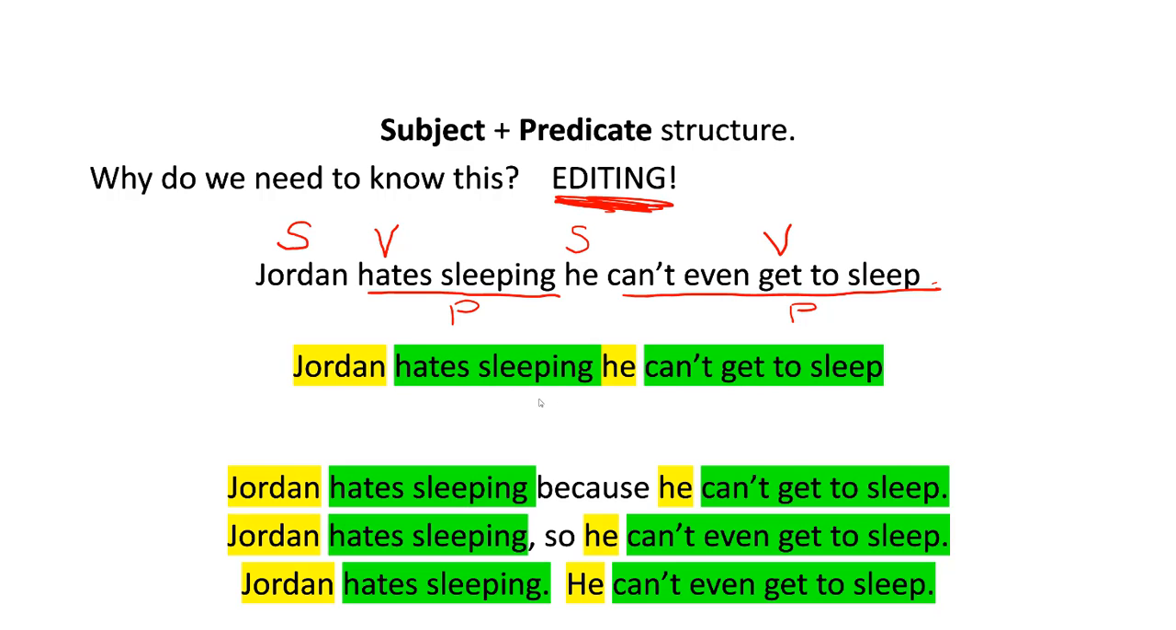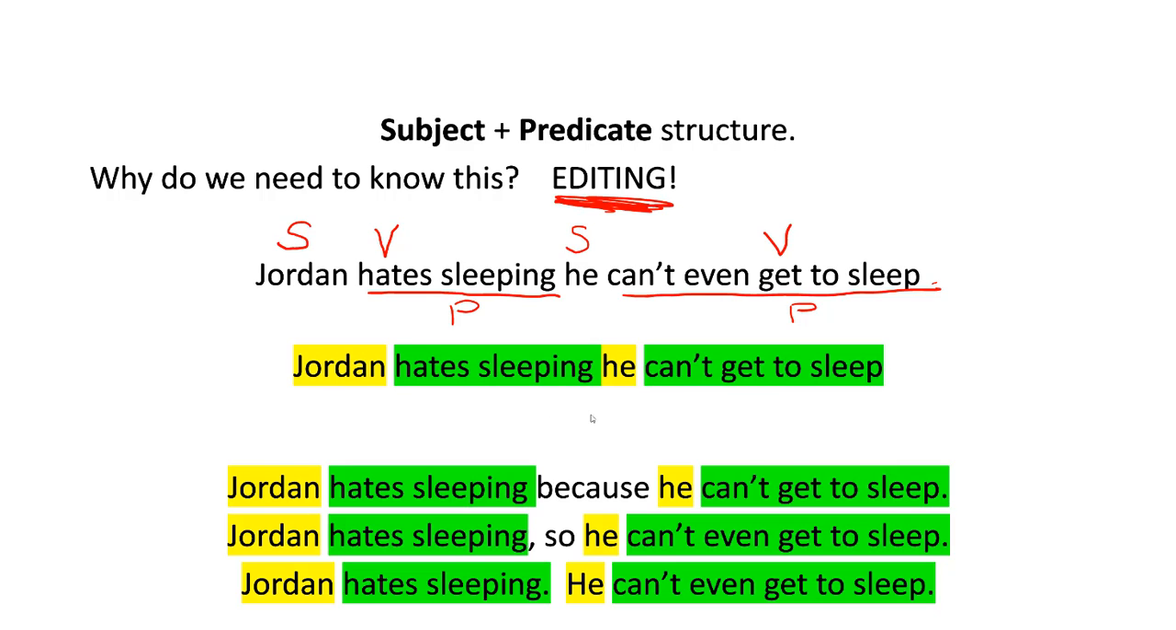We could have added some conjunctions in here. We know because of the subordinate conjunction, sometimes it kind of works as a coordinating conjunction as well. Jordan hates sleeping because he can't get to sleep. It explains why he hates sleeping. Why does he hate sleeping? Because he can't get to sleep. So now we've got a conjunction between the two. So this sentence is now grammatically correct, and we've added our full stop.